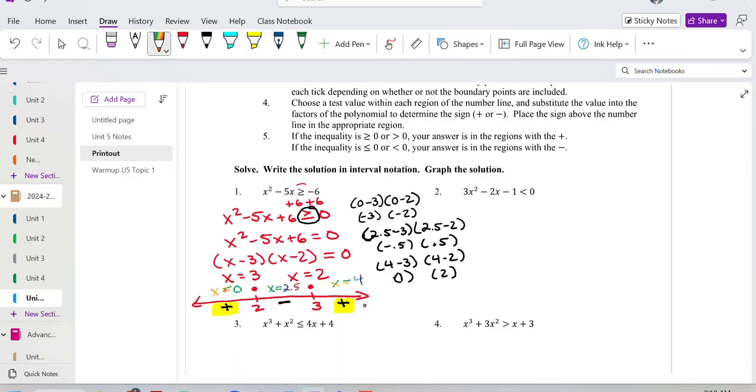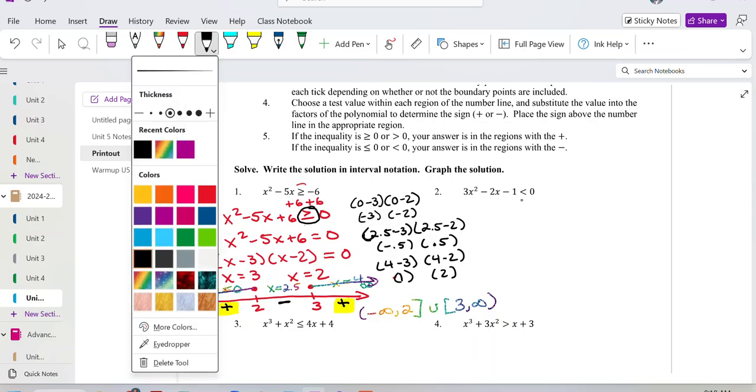So the answer is from negative infinity to 2, with a bracket because it includes it. Remember, negative infinity is over here, positive infinity is over here. Union, and then 3 to infinity. So basically, it's going to look like this if you drew the actual graph. All right.